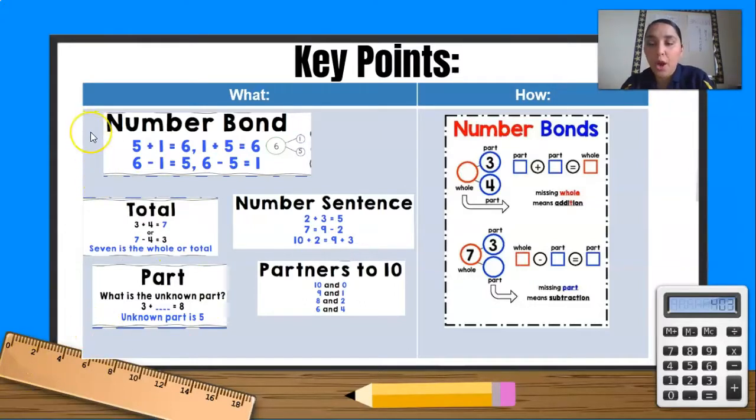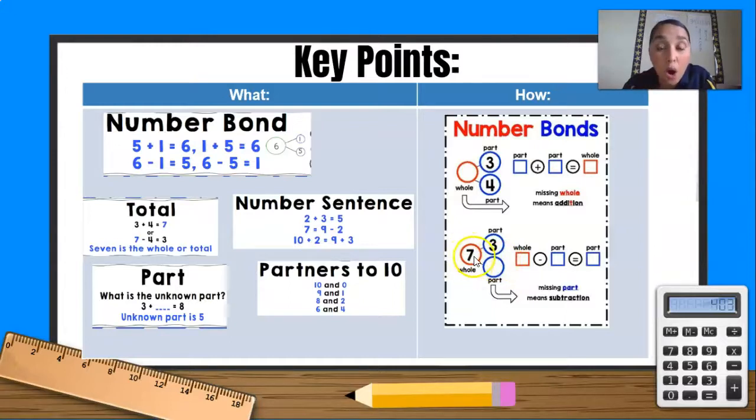Well, first of all, we're going to talk about what a number bond is. Boys and girls, a number bond is a pictorial representation of a part-whole relationship. Now, a part is the unknown. In this case, it is the part that I don't know. 3 plus what number equals 7? The missing part is what I have to find out.